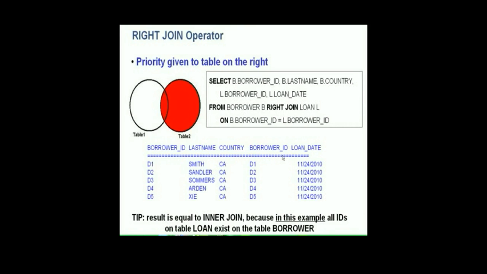The right join works as a mirror of the left join. It selects the dataset corresponding to the intersection of the two tables, plus the remaining records from the table positioned to the right of the join operator. Again, please take a look at the Venn diagram and the SQL syntax.